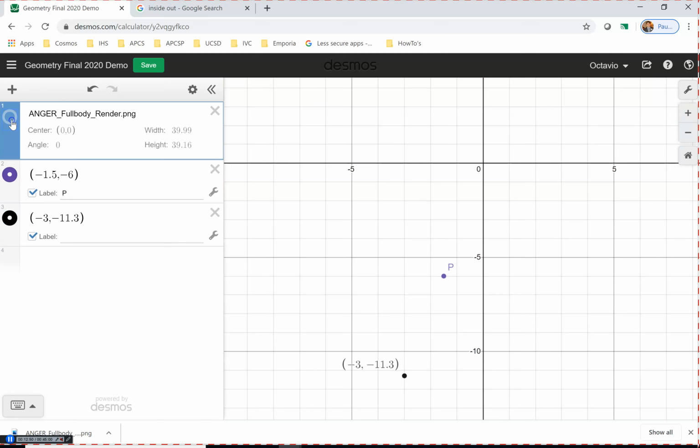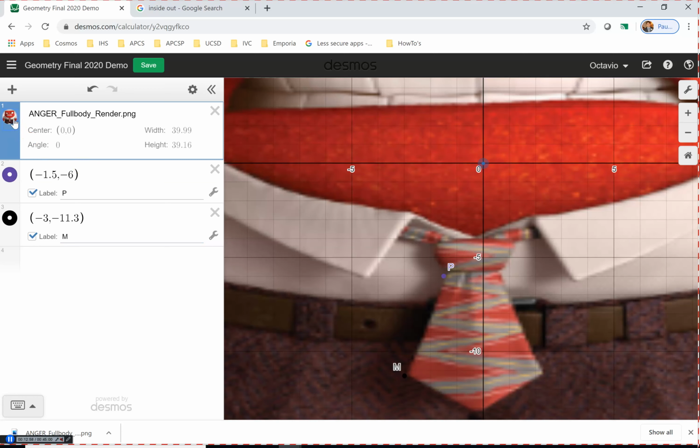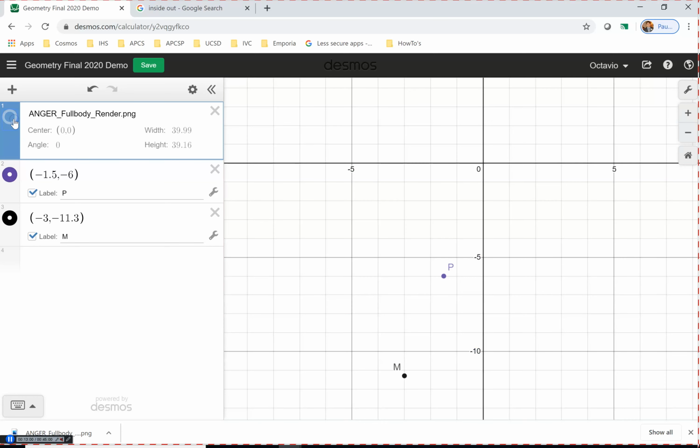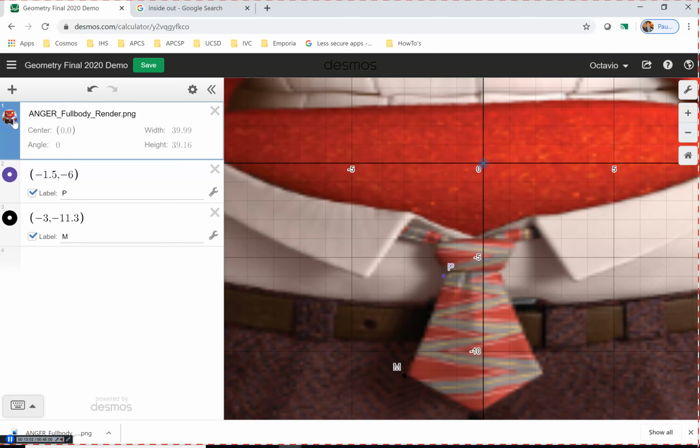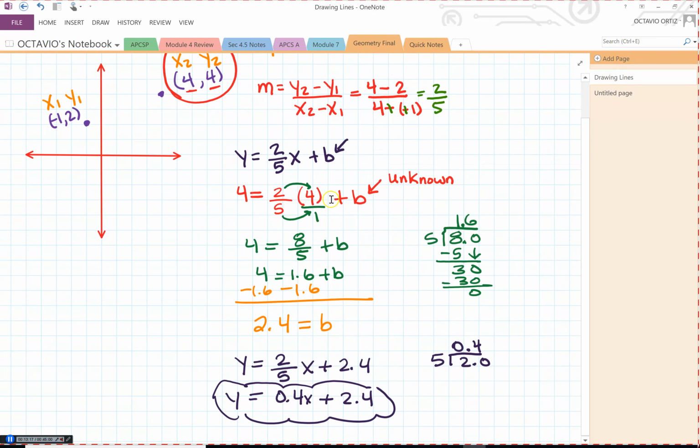If I remove that, you can see the points here. I'll call it N. So those are the 2 points. Let me put the image back, and they're right where the tie has to be. Good. I'm going to save at this point to make sure I don't lose any of my work. Now I'm going to do what I just showed you, but now using these points. So I'm going to formulate the equation of that line using this process right here.